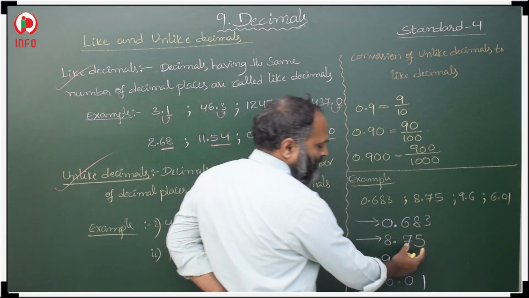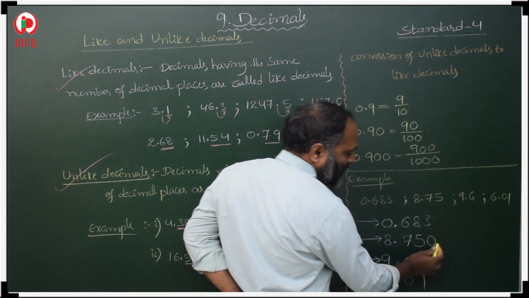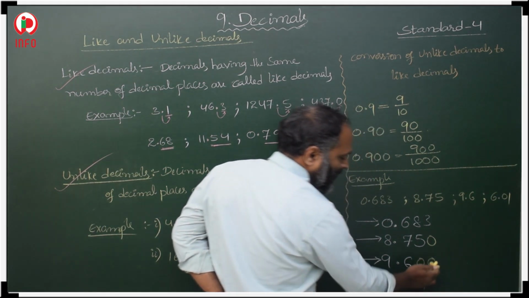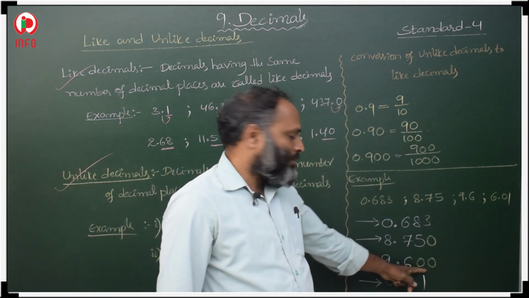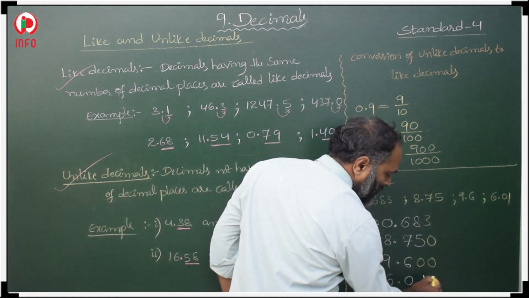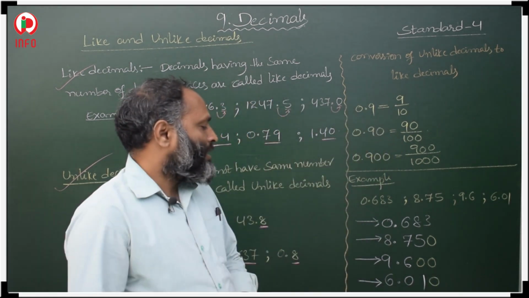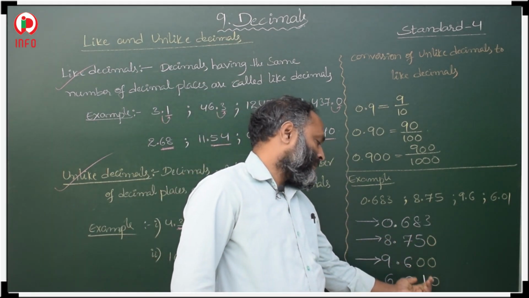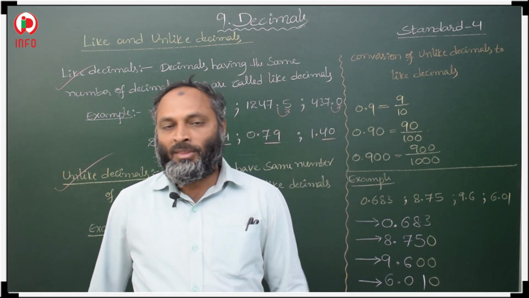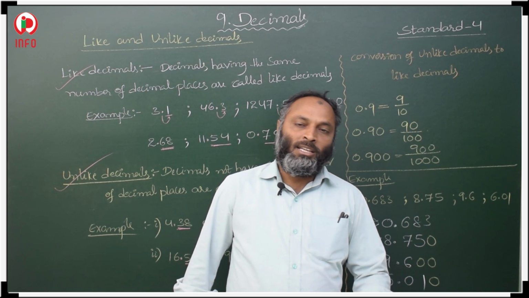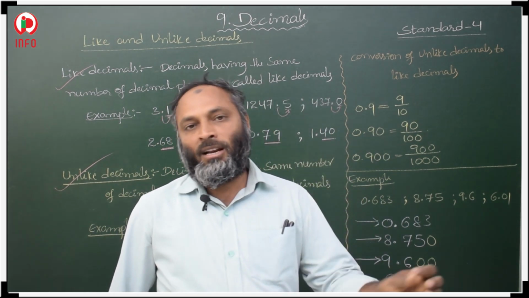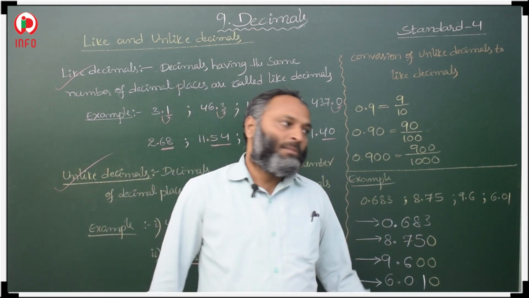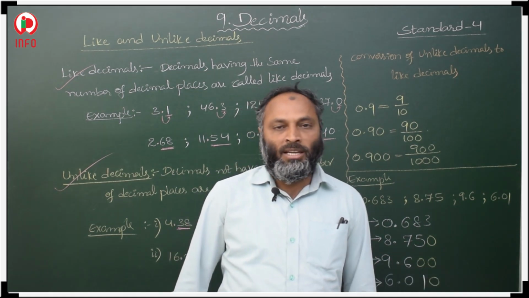To make 3 decimal places, here we need one 0, keep one 0. Now we have 3 decimal places. Here we need 2 zeros. Here we need one 0. Now check: the first has 3 decimal places, the second 3, the third 3, the fourth 3. However many decimal places are missing, that many zeros we have to keep. Then unlike decimals are converted into like decimals. So this is the method to convert unlike decimals into like decimals.